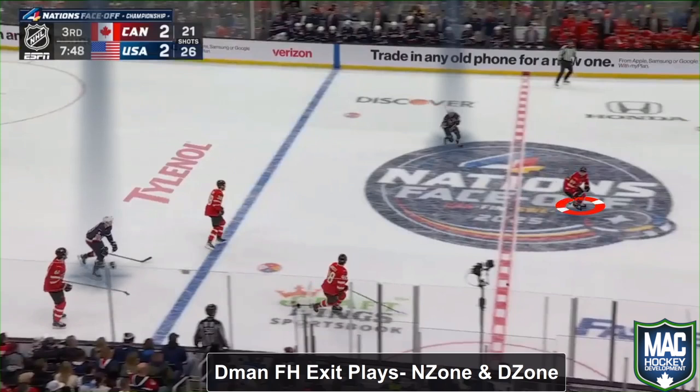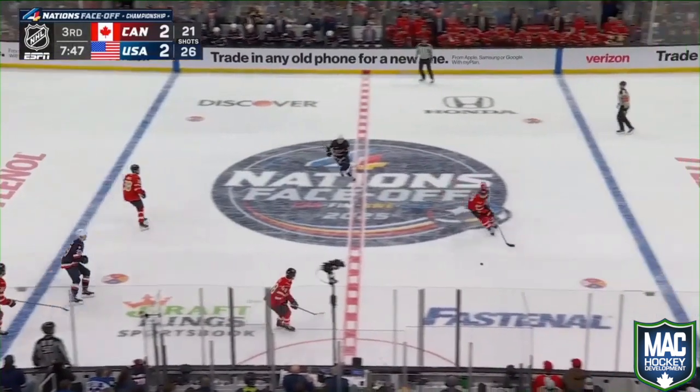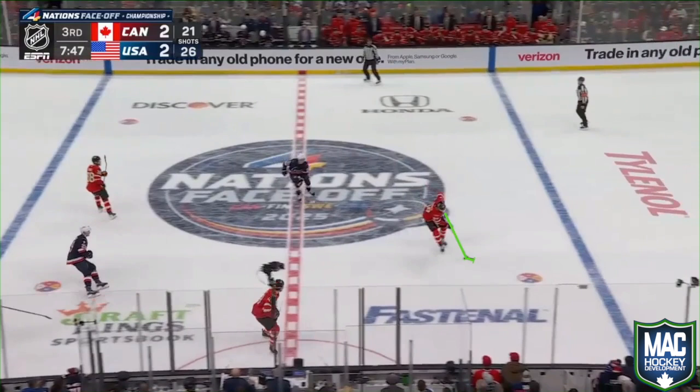Doughty goes back on a neutral zone retrieval as the weak side defenseman. Notice that there is pressure coming from the inside as well as the strong side. Doughty recognizes where the pressure is coming from and picks up the puck with his hands off his body so that he can rotate the blade of the stick around the puck to find a forehand exit play.